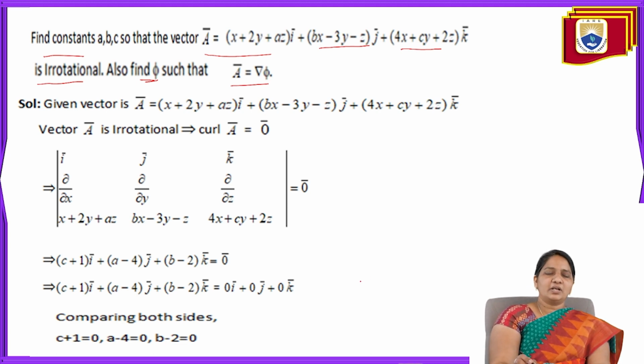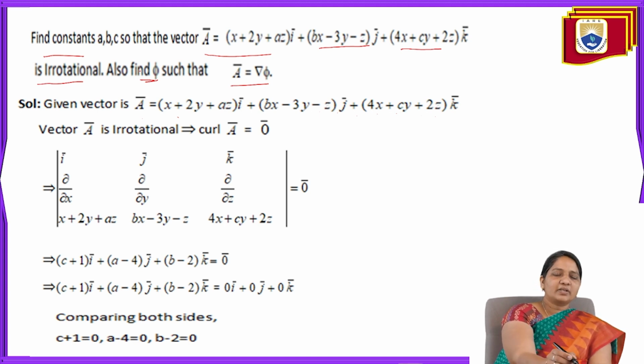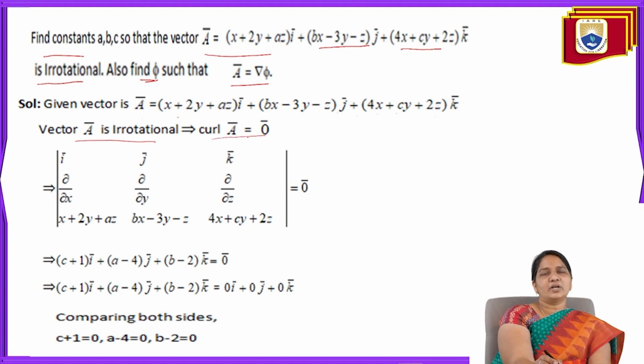Here we first write the given data. One vector is given, that is A bar equal to (x plus 2y plus az) i bar plus (bx minus 3y minus z) j bar plus (4x plus cy plus 2z) k bar. In the question, they are saying that the vector is irrotational. If vector A bar is irrotational, then according to the definition, the curl of that function is 0. So we can say curl A bar equal to 0 bar.